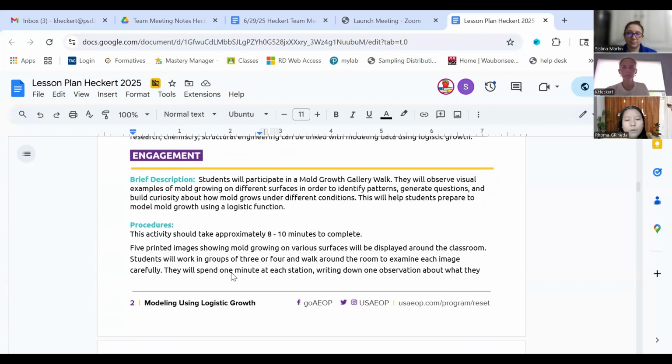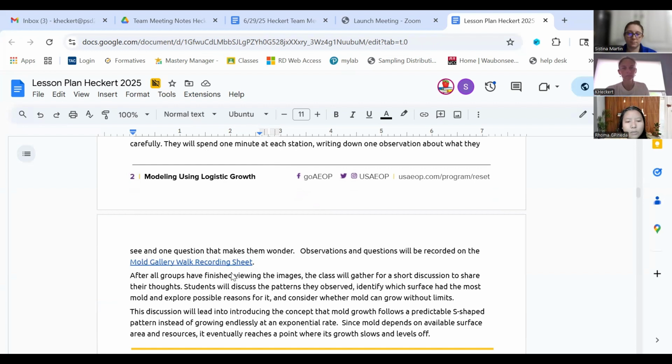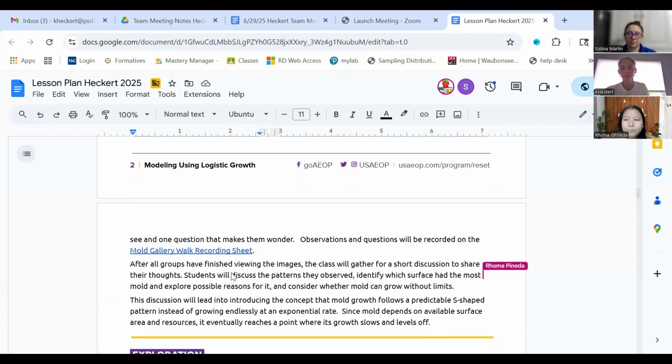Students will work in groups of 3 or 4 and walk around the room to examine each image carefully. They will spend 1 minute at each station, and they will write down one observation they have and one question that makes them wonder about the mold. After which, we are going to have a short discussion to share their thoughts, and this will lead into introducing the concept that mold growth follows a predictable S-shaped pattern, which we call the logistic growth pattern.